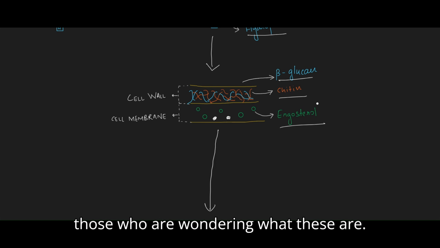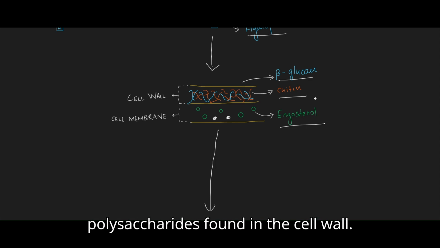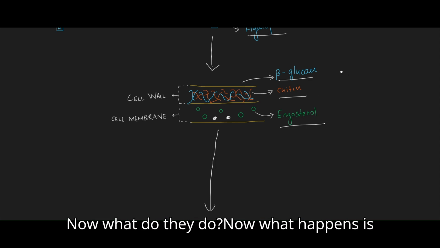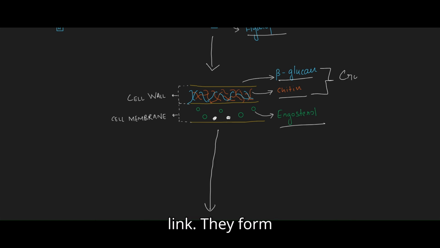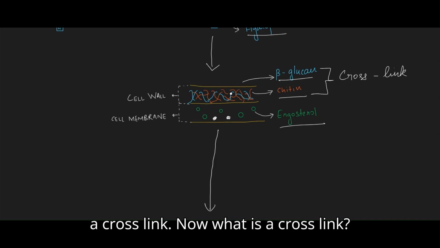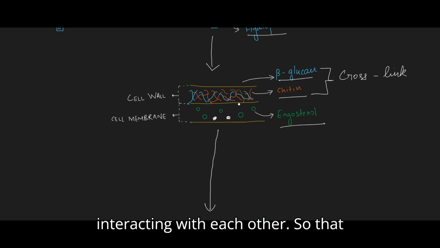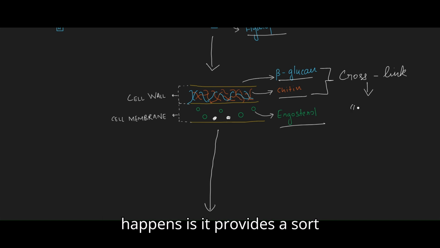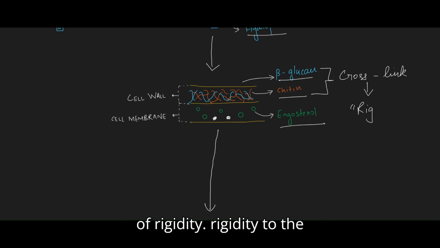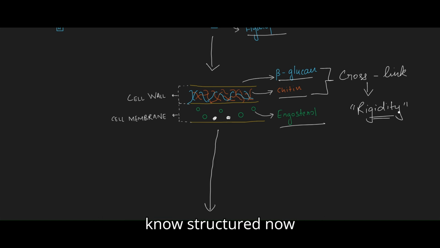Now for those who are wondering what these are, beta-glucan and chitin are basically polysaccharides found in the cell wall. Now what do they do? These 2 structures form a cross-link. Now what is a cross-link? You can see here that they are interacting with each other. From this cross-link, what happens is it provides a sort of rigidity to the cell wall, making it more strong and structured.